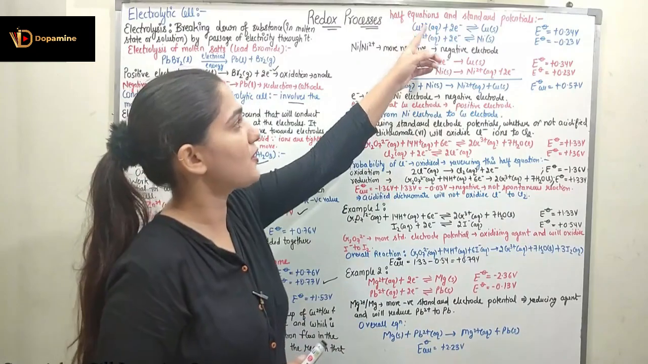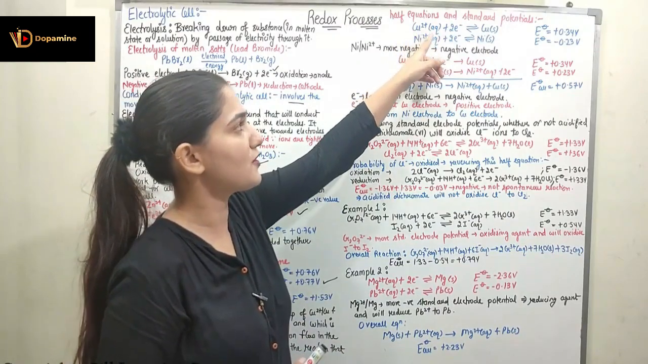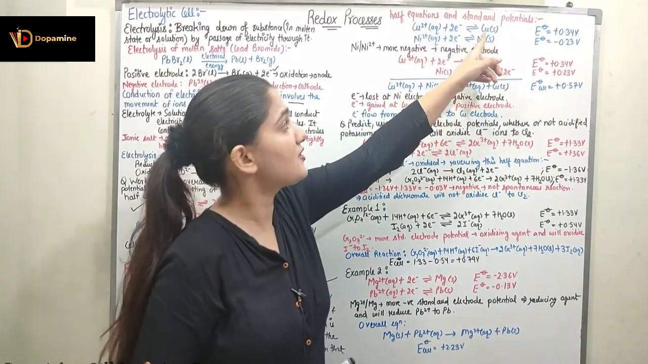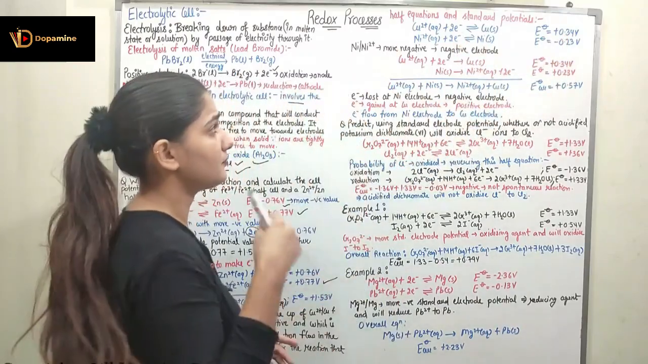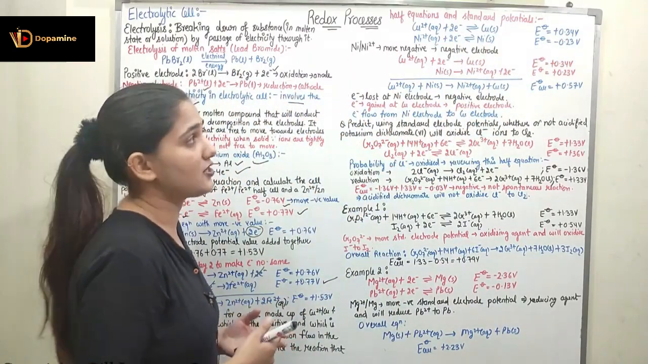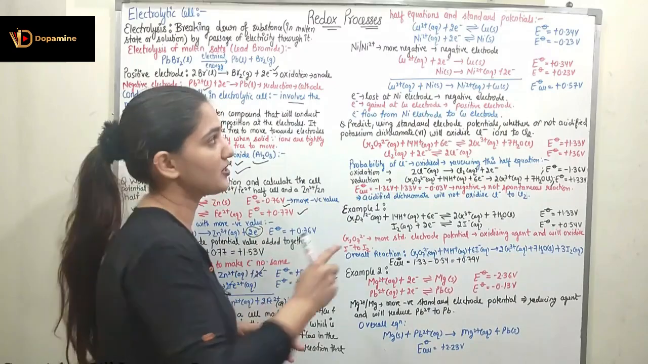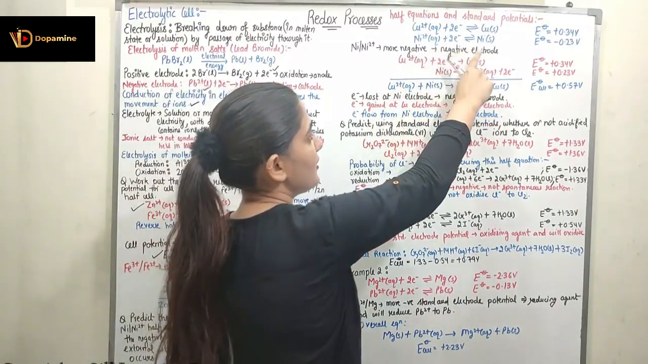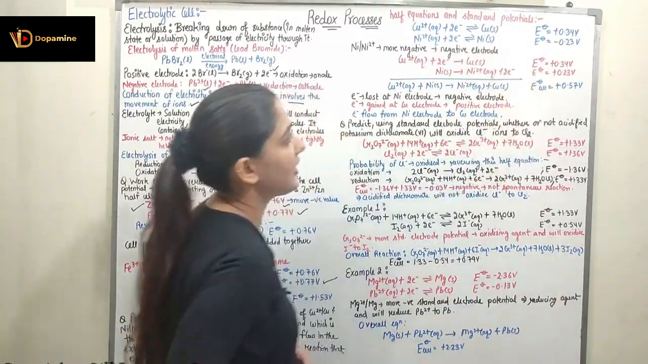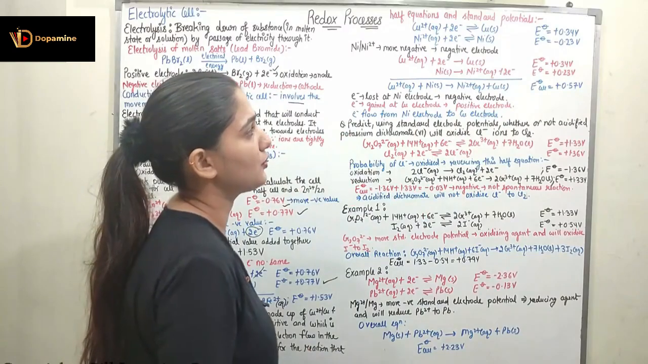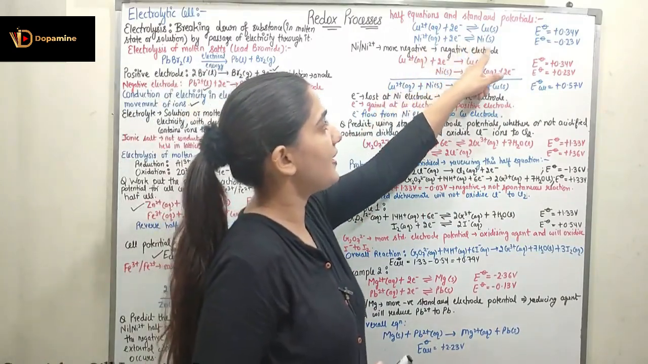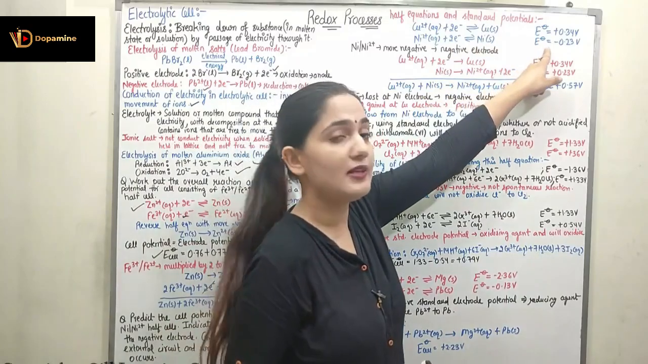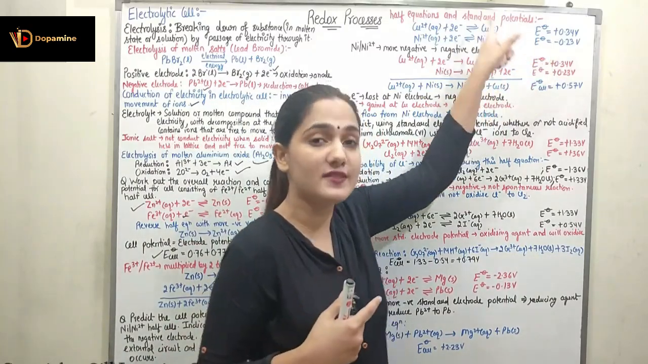So for Cu2+/Cu, we have the half equation Cu2+(aq) + 2e⁻ gives Cu(s) and the electrode potential is plus 0.34 volt. Coming to the nickel half equation, Ni2+/Ni half equation is Ni2+(aq) + 2e⁻ in equilibrium with Ni(s) and the electrode potential is minus 0.23 volt. So now here again you can see Ni2+ and Ni has the more negative electrode potential, so I have to reverse this equation.